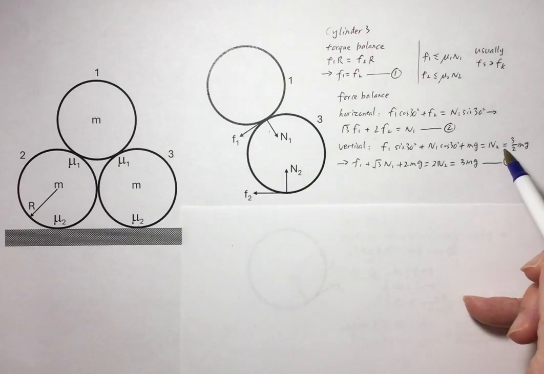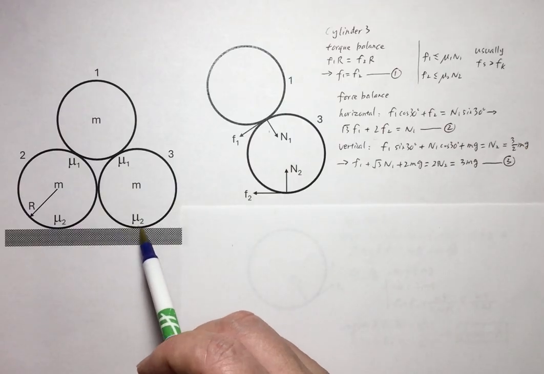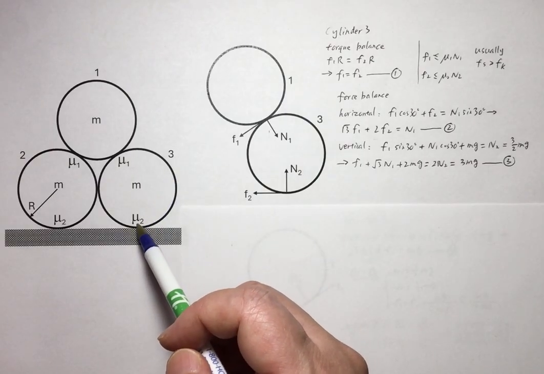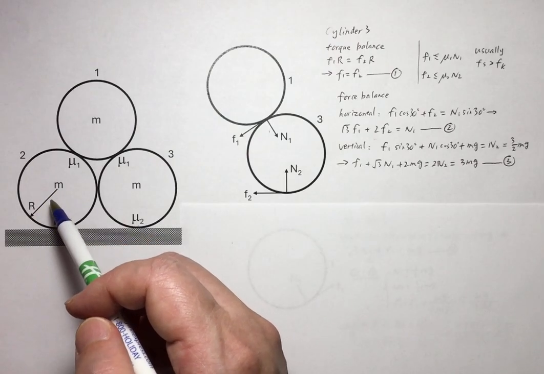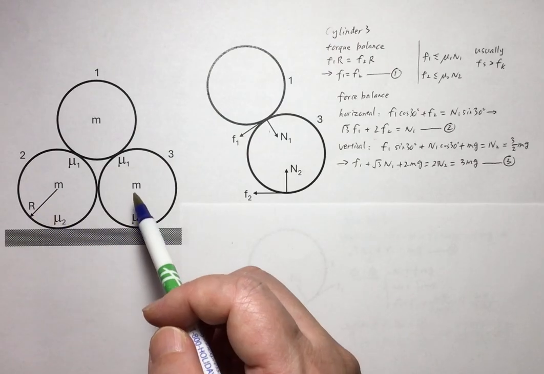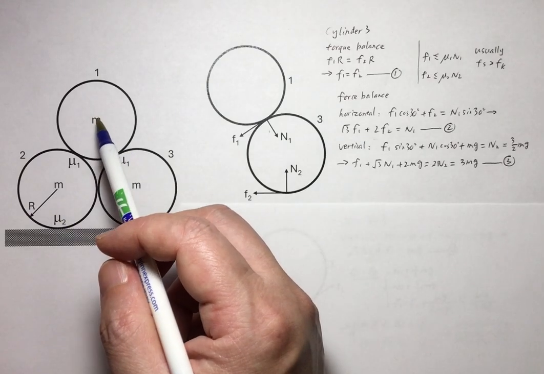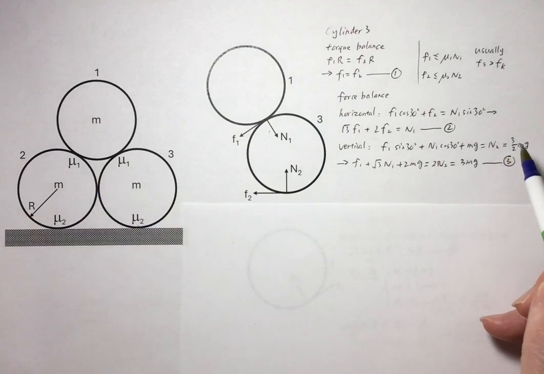Here it's not difficult to figure out that N2 is 3 over 2 mg, because remember cylinder 3 has N2, and cylinder 2 has N2 as well. So we have 2 N2. 2 N2 will be balanced by 3 mg here. So each N2 is 3 over 2 mg.